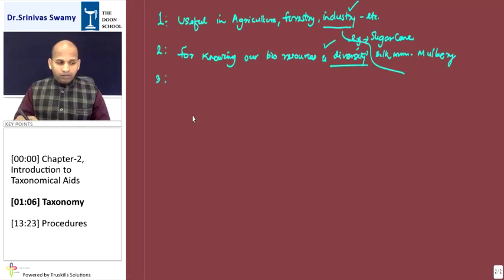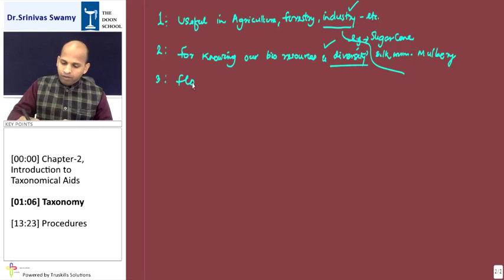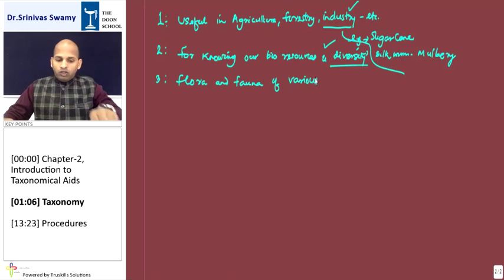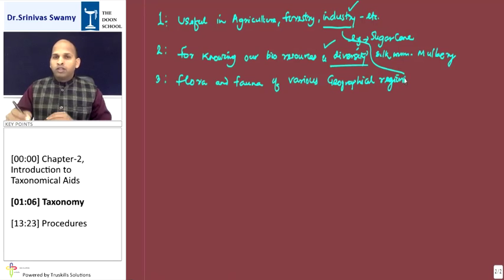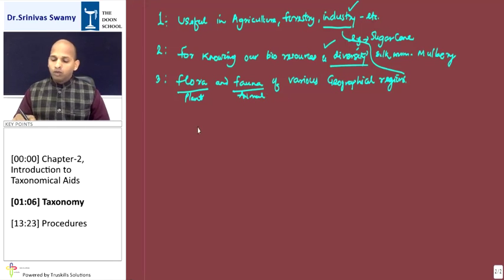Next, utility. Flora and fauna of various geographical regions can be understood or known by this. Flora is the plant and fauna is the animal species. In general, they are termed like this. So the plant diversity and animal diversity of a particular geographical region can be known by this.